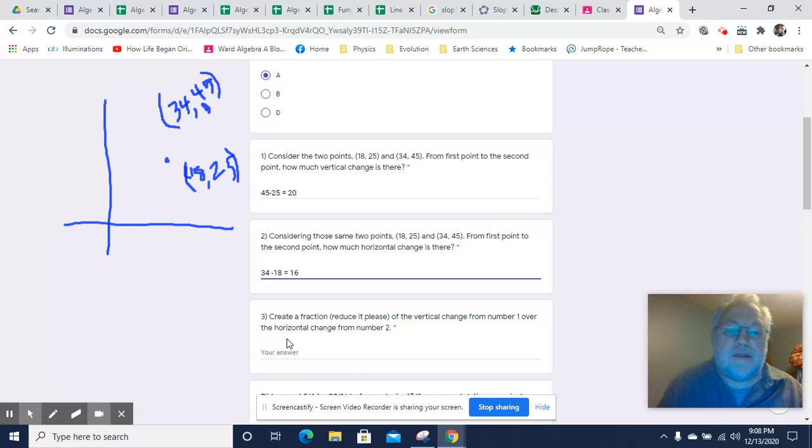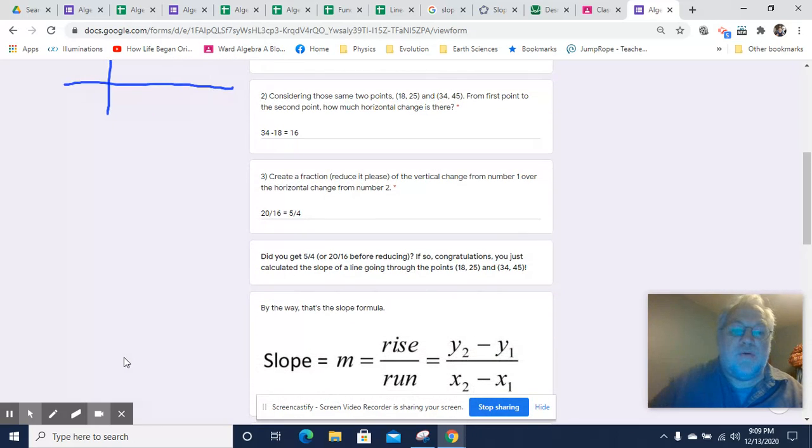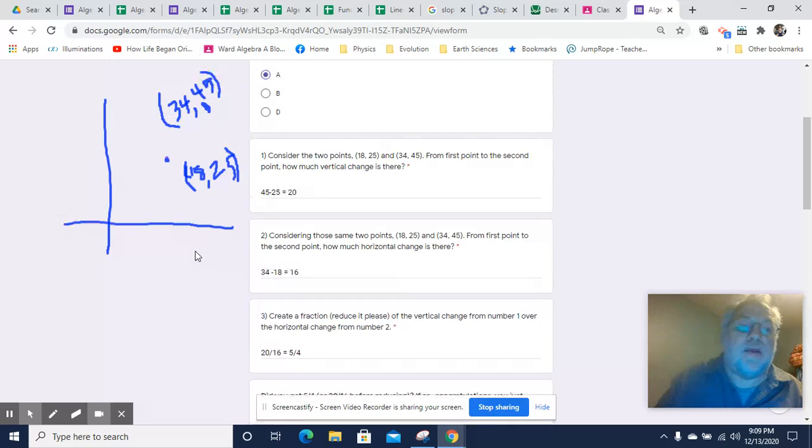Now consider the fraction of the vertical change from number 1 over the horizontal change from number 2. That is going to be 20 over 16, and I've asked you to reduce it, please. If we reduce that, we end up with 5 over 4. Did you get 5 over 4 or 20/16 before reducing? If so, congratulations. You have just calculated the slope for a line going through those points.